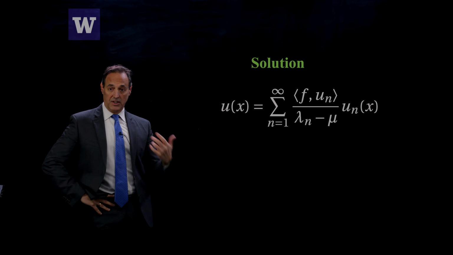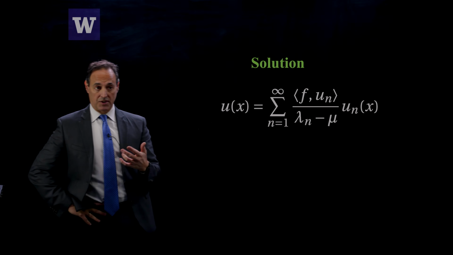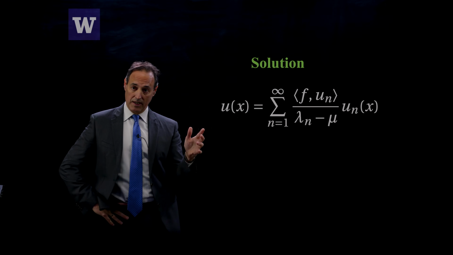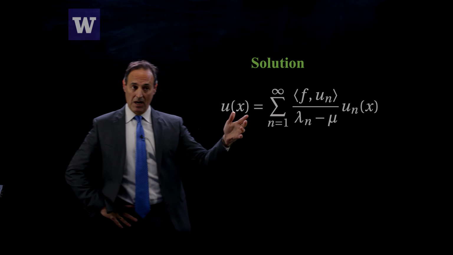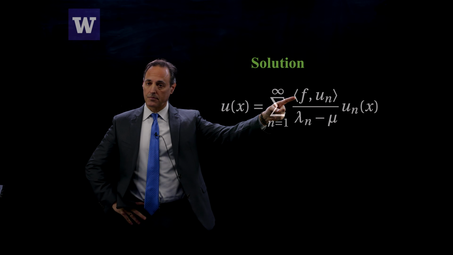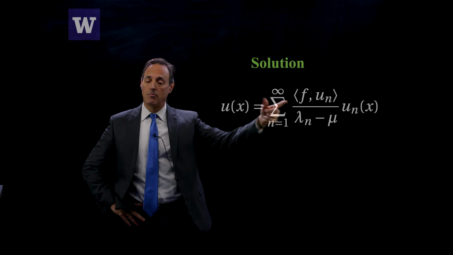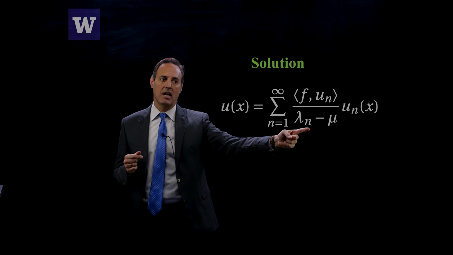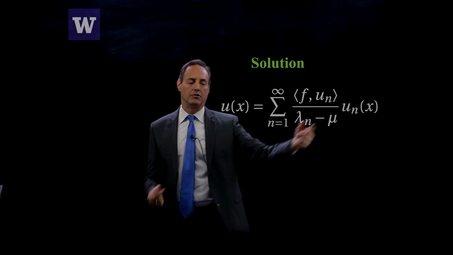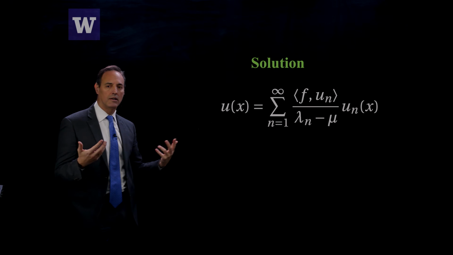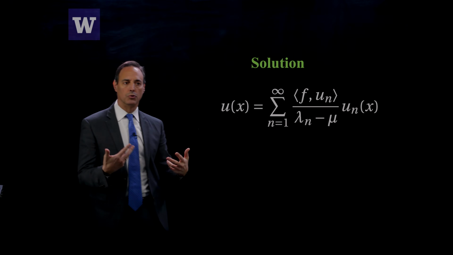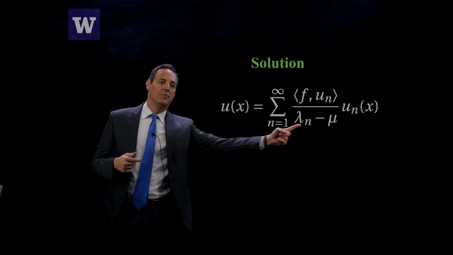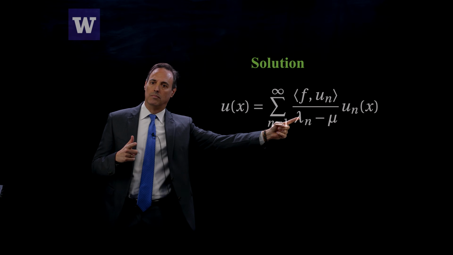So at the end of the day, with all this calculation, what we find is that u of x itself is equal to the following. There's your inner product of f with u n. Remember, we're solving for the c of n, which is b of n divided by lambda n minus mu, times the eigenfunction. This is the generic eigenfunction solution, again provided that lambda n is not equal to mu.